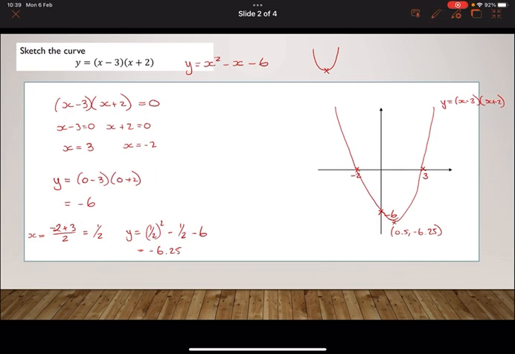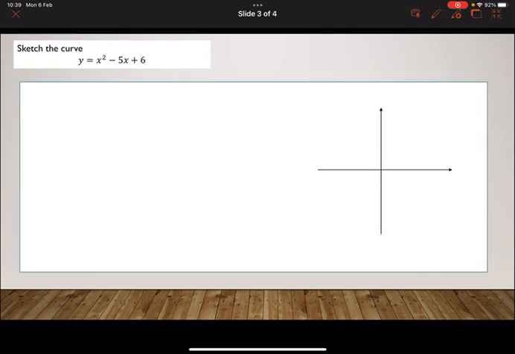Let's have a look at a second example. So on this example, we have a quadratic in that sort of ax² + bx + c form. And I need the same things. So the first thing we're going to identify is whether this is a positive quadratic or a negative quadratic. So this is a positive quadratic because we've got a positive x² term.